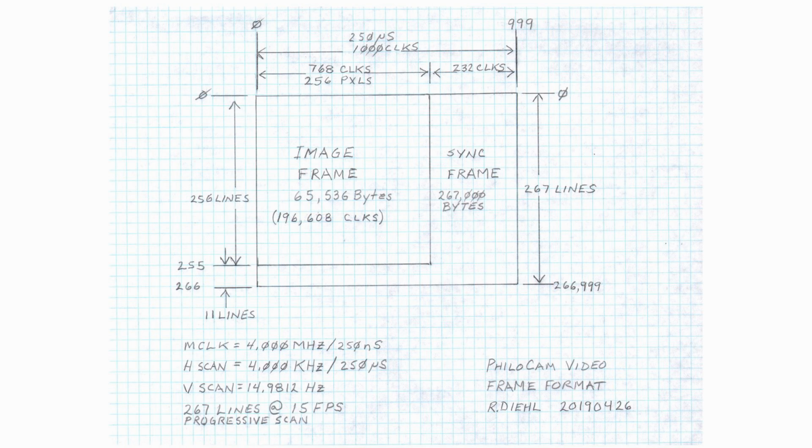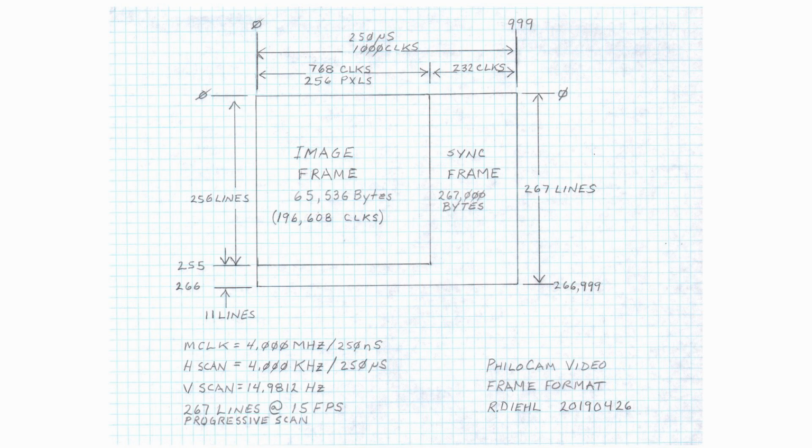So this is the format of the frames. There are 2 frames. Let me reiterate. The image frame, which comes from 1 memory chip, and the sync frame originating in the master sync generator. The sync frame runs 1,000 clock cycles per line. This divides the 4 megahertz to 4 kilohertz, which is our horizontal scanning frequency. There are 267 lines in a complete frame. That is a complete sync frame.